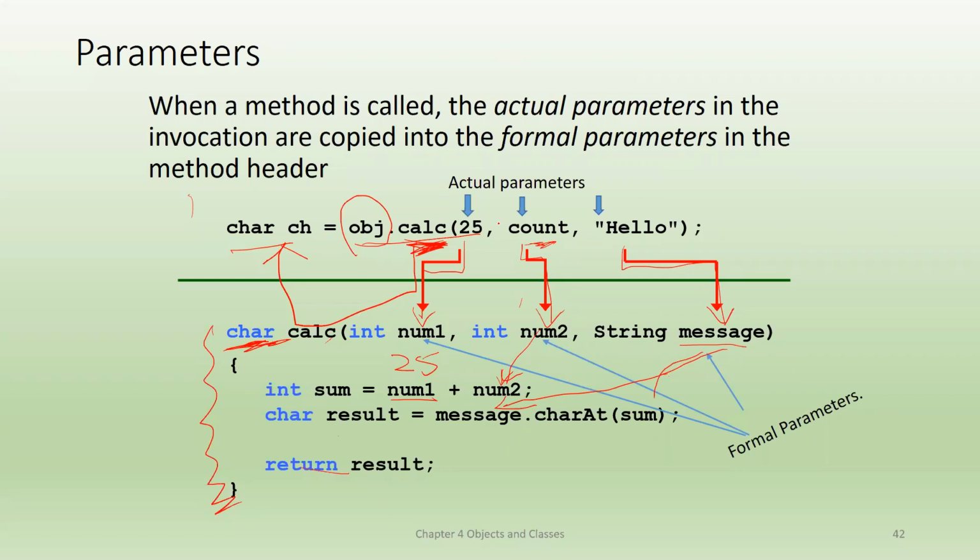So when you call a method, you must make sure your parameter list matches your argument list. Actually, your argument list matches the parameter list in the number of parameters and the order of the parameters. You cannot put hello before 25 because the order is int, string. So you must have int, string when you call it. Any questions?